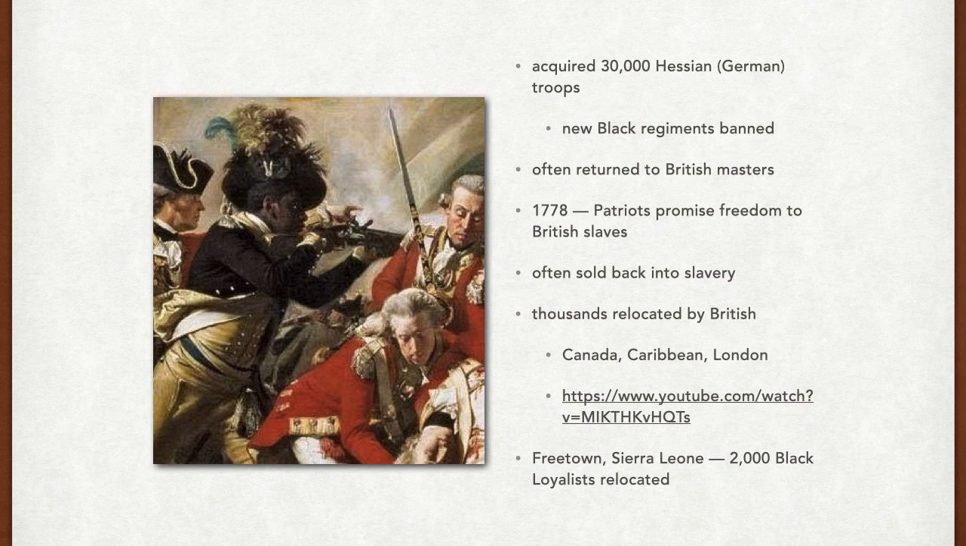However, Loyalists often returned escaped slaves to their British masters, although they asked that the slaves not be punished. So they did free some slaves, but they also returned other slaves, right? So it's interesting. In 1778, the Patriots began to promise freedom to the escaped slaves of the Loyalists. However, no matter which side they escaped to, many of the slaves were sold back into slavery.